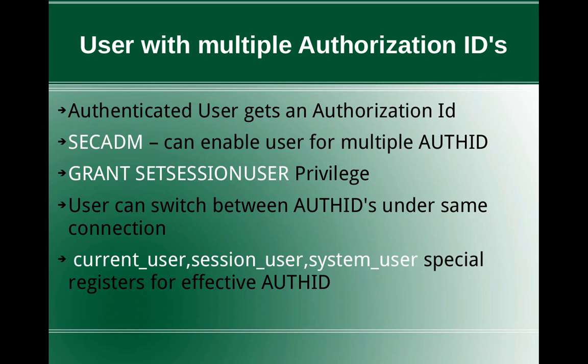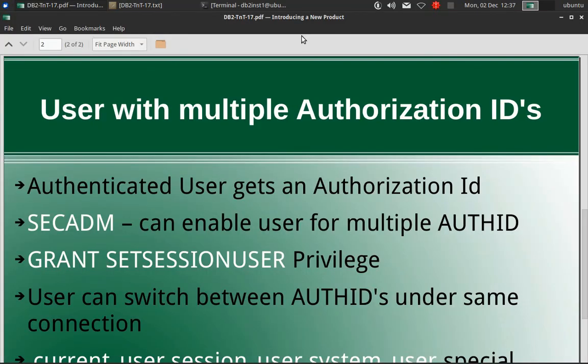So this particular privilege will enable that particular user to switch to a different authorization ID, and the user can switch between authorization IDs under the same connection itself. Okay. So how will you know then which particular authorization ID is the current one? So which is the effective authorization ID? So there are special registers for it. Current_user, session_user, system_user. 3 special registers are available for figuring out the effective authorization IDs. So let's quickly get into the examples.